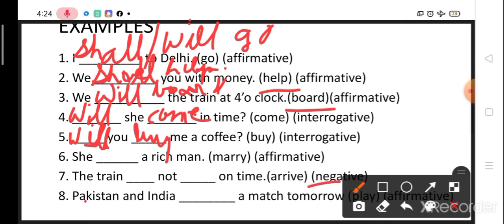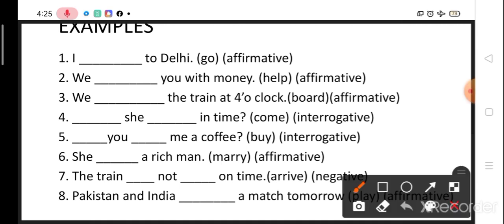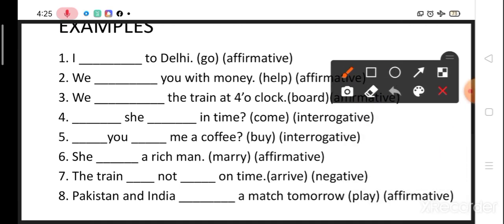Now children, although here we are supposed to make a negative sentence, not is already given, so we do not have to make it still negative and add one more not. Once it is given, so we will not add any more not to it. The train will not arrive on time. Pakistan and India will play a match tomorrow.